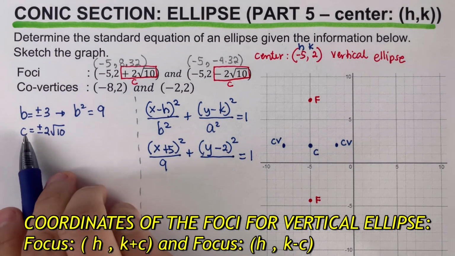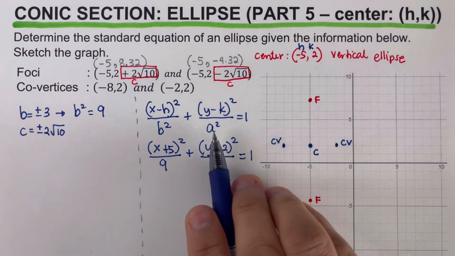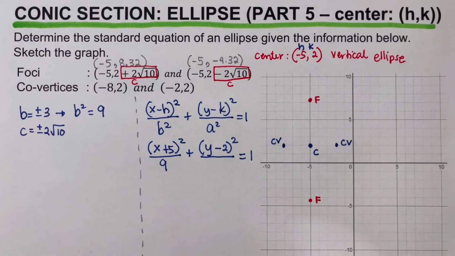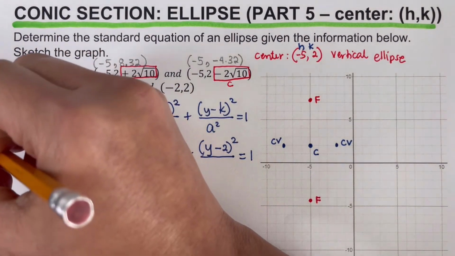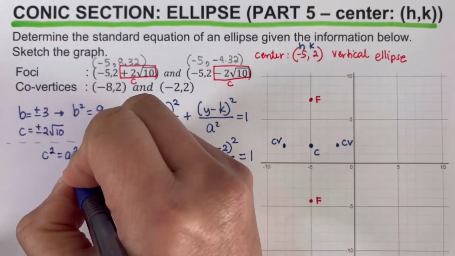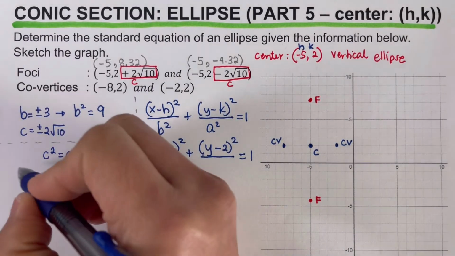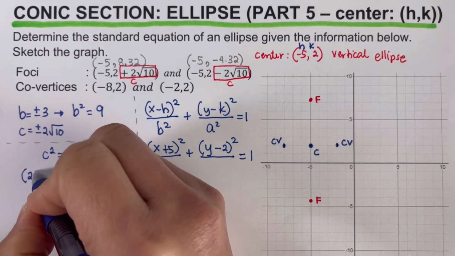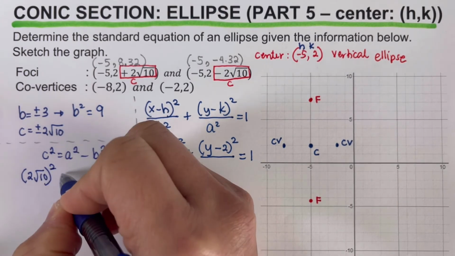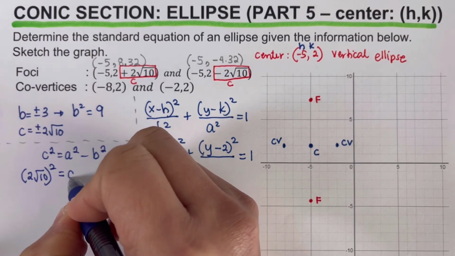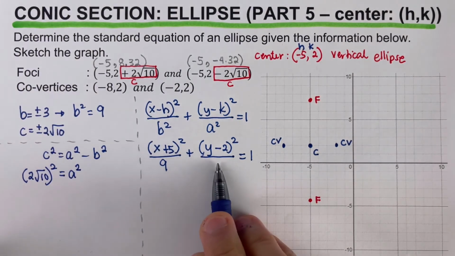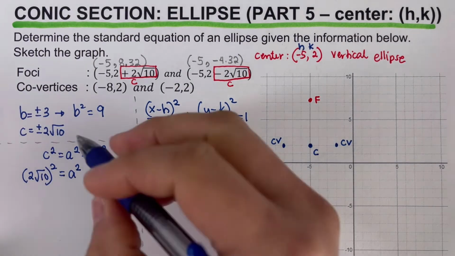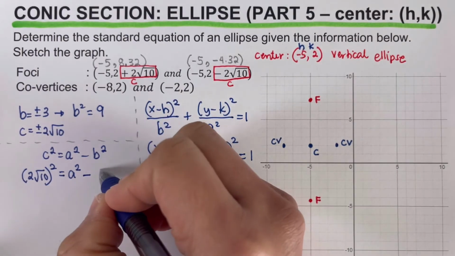Since we have a c, we can therefore go ahead and determine the value for a using the equation c squared is equal to a squared minus b squared. So I'm going to go ahead and show that work up here. Since we have a c, I'm going to plug it in. So that would be 2 square root of 10 squared equals our a squared, which is missing. That's what we're looking for so that we can put in the value here. And that is minus the b squared, which is 9.